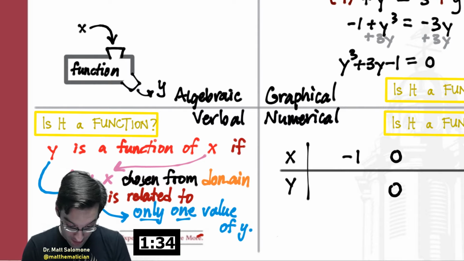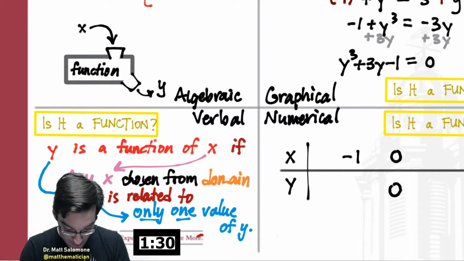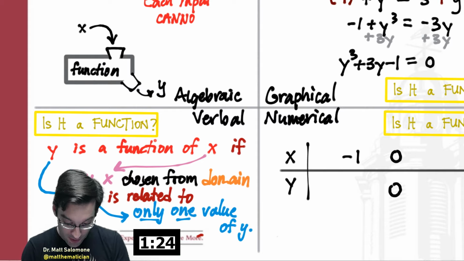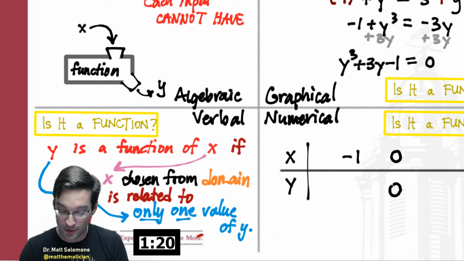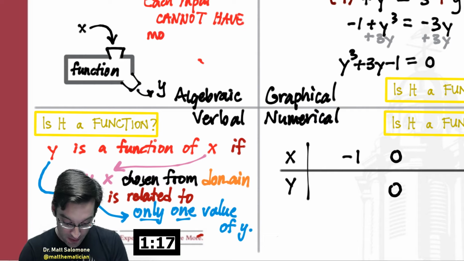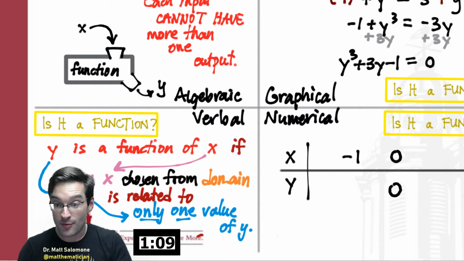Maybe another way to think about this is, what is something that's not a function going to do? Each input cannot have more than one possible output. It's another perspective, sort of the flip side of the coin. Each input cannot have more than one output.